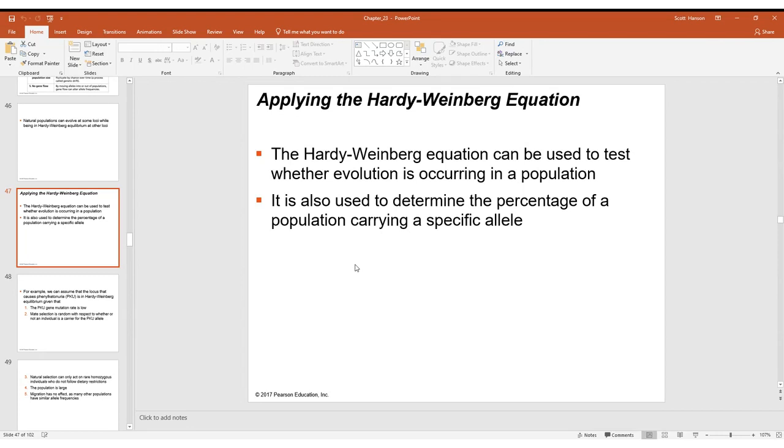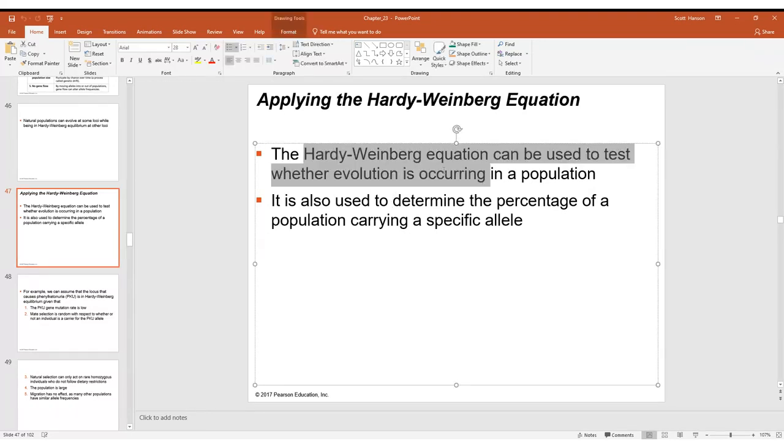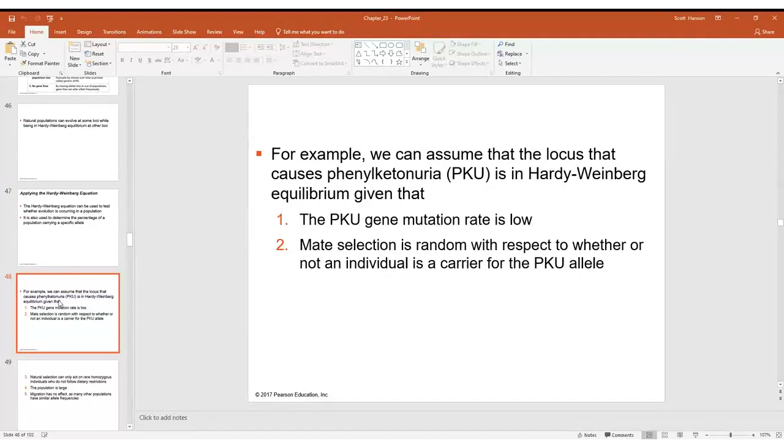again, we're talking about the Hardy-Weinberg equation. And remember, the Hardy-Weinberg equation describes a situation in which there's no evolution happening in a population or at a locus. And so the Hardy-Weinberg equation can actually be used to test whether evolution is occurring in a population. And it can be used to determine the percentage of the population carrying a certain allele as well. So there's two different things that the Hardy-Weinberg equation can be used for.